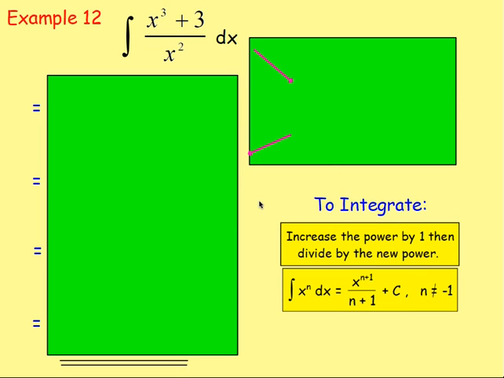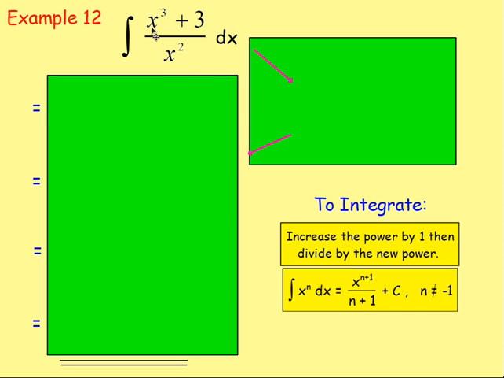Example 12. Integrate x cubed plus 3 over x squared. So with this one, again, looking at it, we've got x in the bottom of a fraction. We can't have x in the bottom of a fraction when we integrate, so we need to rewrite it. You can do this 2 different ways.